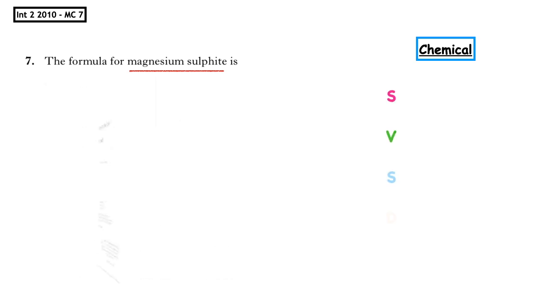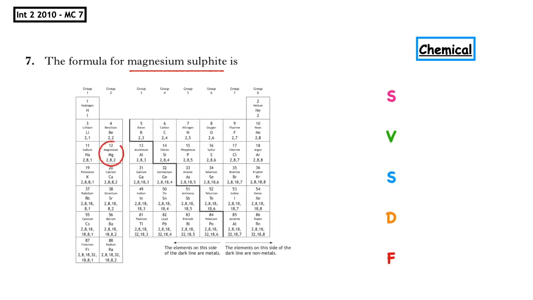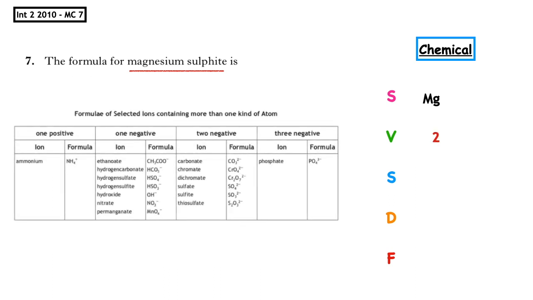So we start off with our SVSDF. The symbol for magnesium is Mg. It's found in group 2, valency 2. Sulfite ends in ite, so we're going to use page 8 of our data booklet. The symbol is SO3, and we need to remember to keep a bracket around that. It's got a valency of 2.